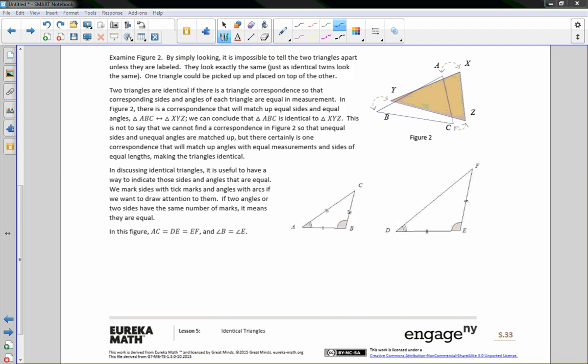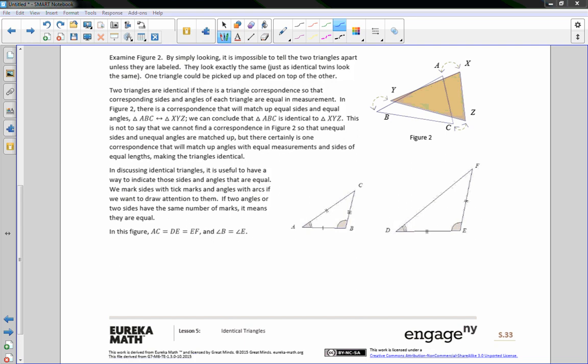This is not to say that we cannot find a correspondence in figure 2 so that unequal sides and unequal angles are matched up. But there certainly is one correspondence that will match up angles with equal measurements and sides of equal lengths, making the triangles identical. So what they mean is I could have said triangle ABC corresponds to triangle CYX, even though we corresponded angles that are not congruent, the triangles would not sit right on top of each other.